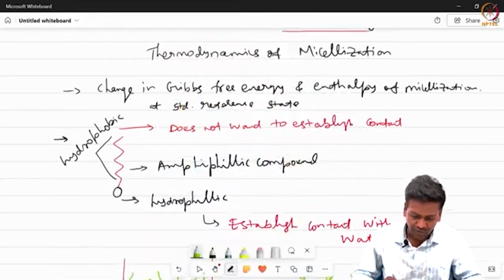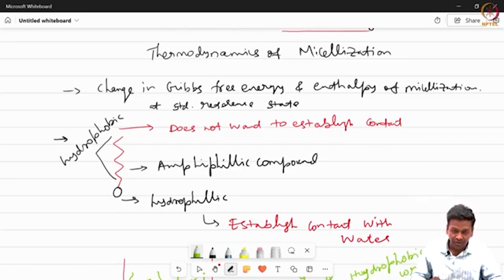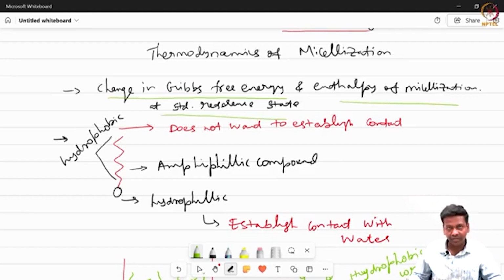So basically, what we will be interested in is finding out the change in Gibbs free energy and enthalpy of micellization at standard reference state. So basically, we will try to find out what is the change in Gibbs free energy as a function of CMC, and what is the change in enthalpy as a function of CMC. Both are measured at some standard reference state. Okay, let's begin.